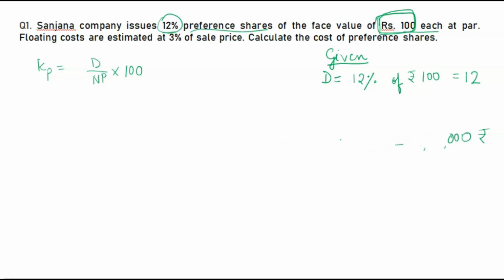So this is given. Then this 100 rupees we will take as net proceeds. And one more thing is here.